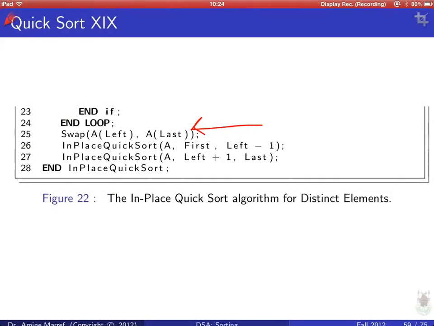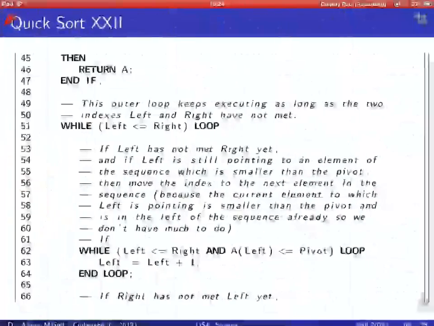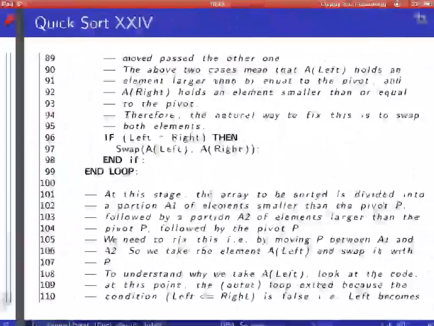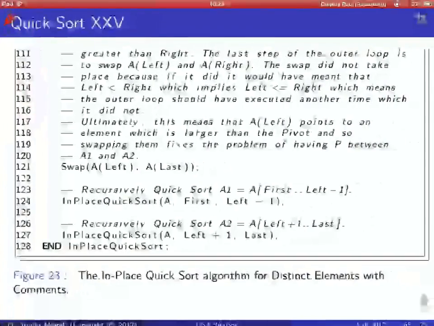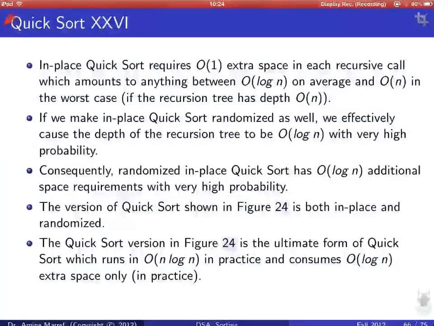This is a table which is going to summarize everything we have seen in terms of best case, average case, and worst case for both time and space. So we have seen quicksort which is not in place and not randomized. We have seen quicksort which is not in place but which is randomized. We have seen quicksort which is in place but not randomized. And the ultimate form is the in-place randomized quicksort.